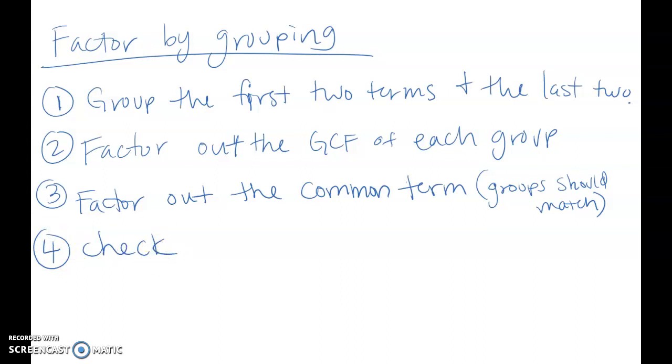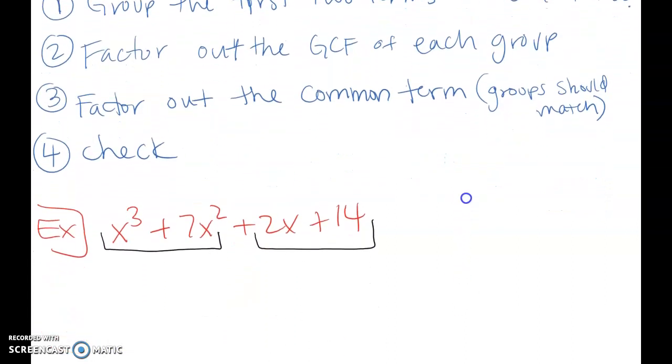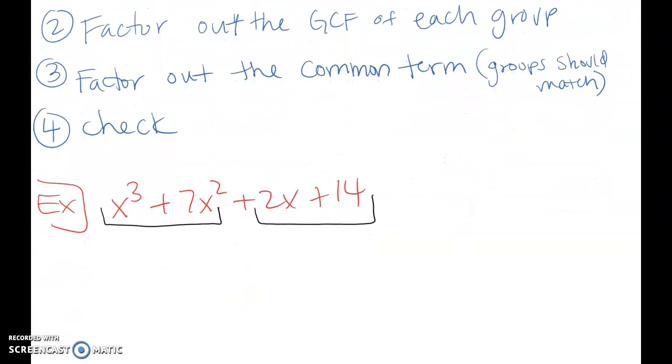So what this would look like, if I give you an example, is let's say I have x cubed plus 7x squared plus 2x plus 14. So step 1 is to group the first two and group the last two. Step 2 is to factor out the GCF of each group.